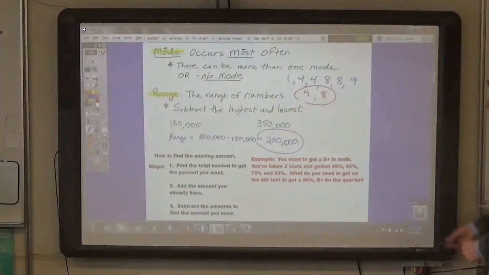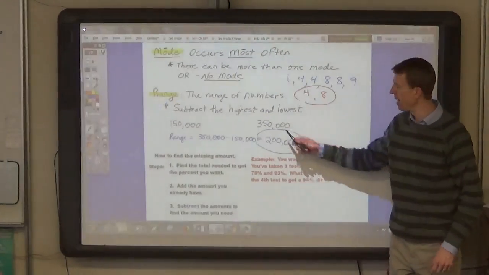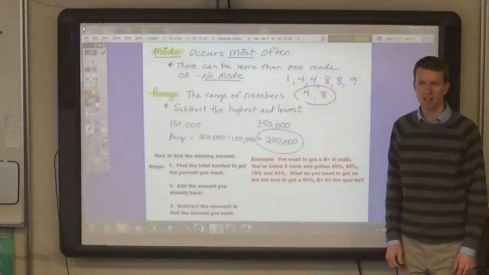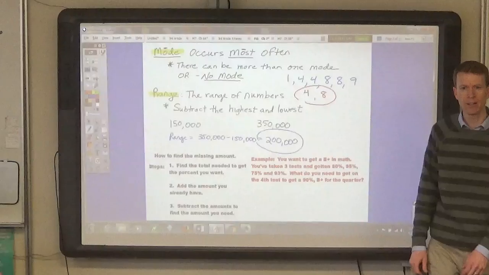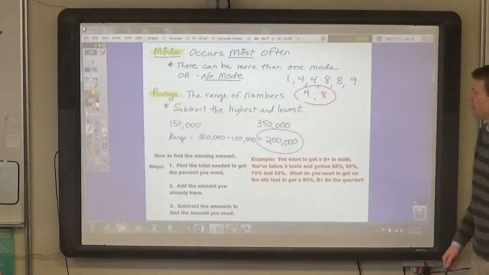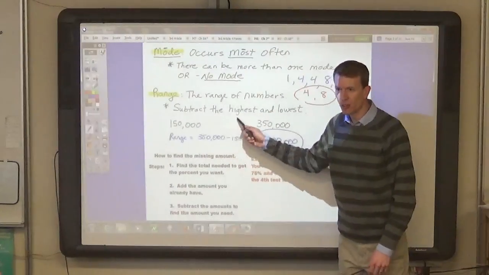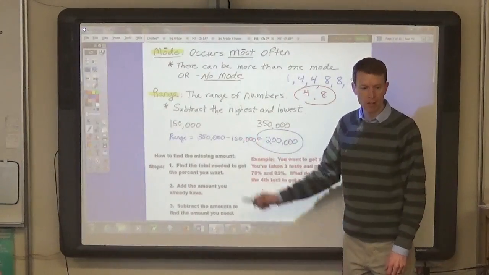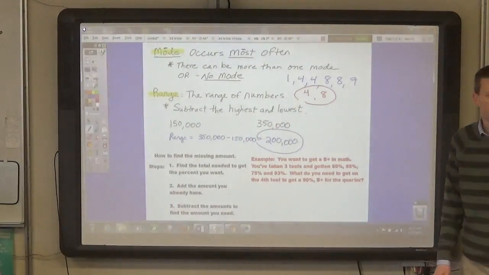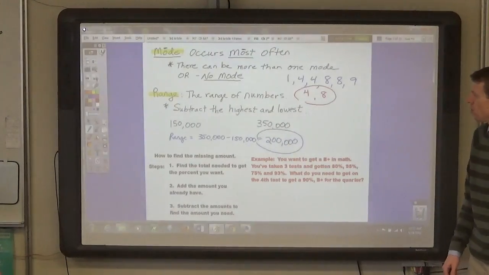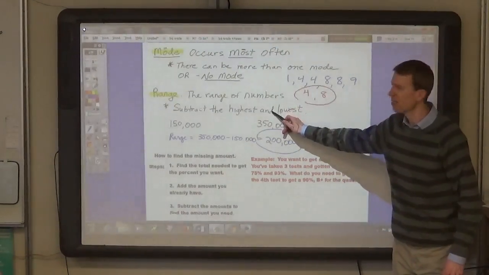200,000. The range is 200,000. The difference between the highest and the lowest. That's how those numbers are used. Okay? And that might be the central tendency, might be the middle value, it might not be the middle value. All right? Any questions on range?